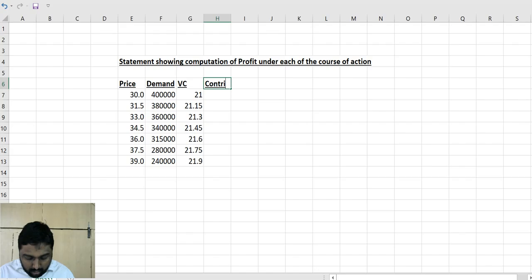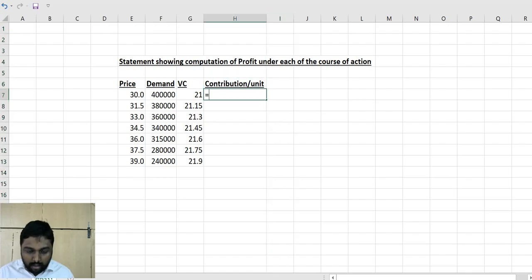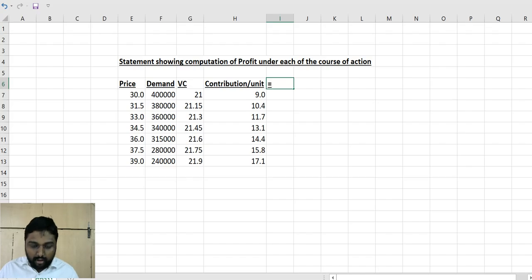Next, contribution per unit. How to find out contribution per unit? Sales minus variable cost. We got the contribution per unit. So now we are able to find out the total contribution.